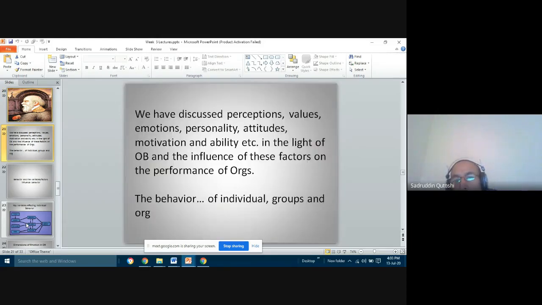We have discussed perceptions in this lecture, and previously we looked at values, emotions, personality types, and attitudes of individuals, groups of people, and the organization. Because organizational behavior is not so simple to understand, yet we need to understand all these things so as to develop our own meaning of organizational behavior.